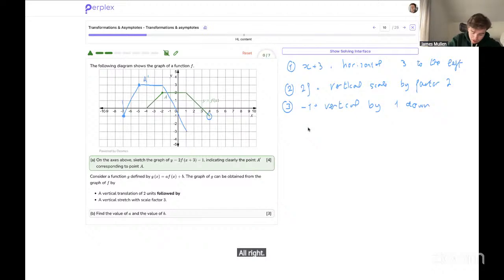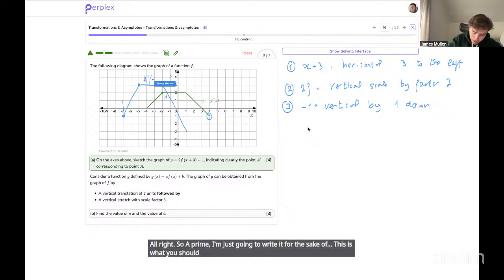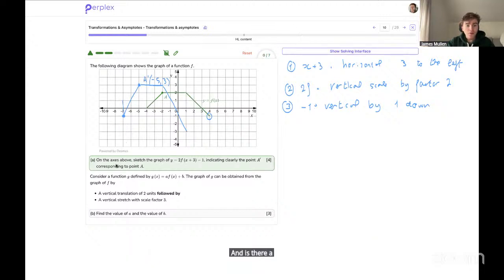So for A prime, I'm just going to write it for the sake of showing what you should show on your exam, that it's at -5, 3. Even though there's a grid, it's always safer to just write what you found for the coordinates of A prime. And is there a Q&A? How did you do the vertical stretch?